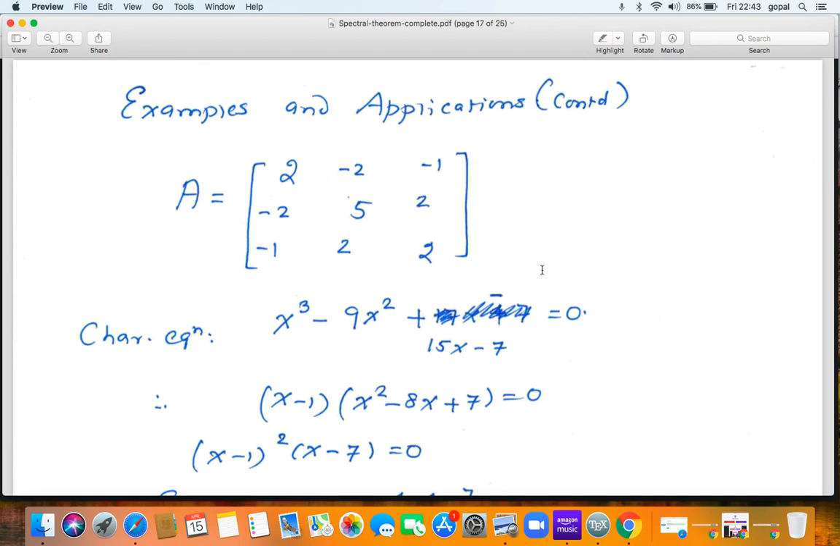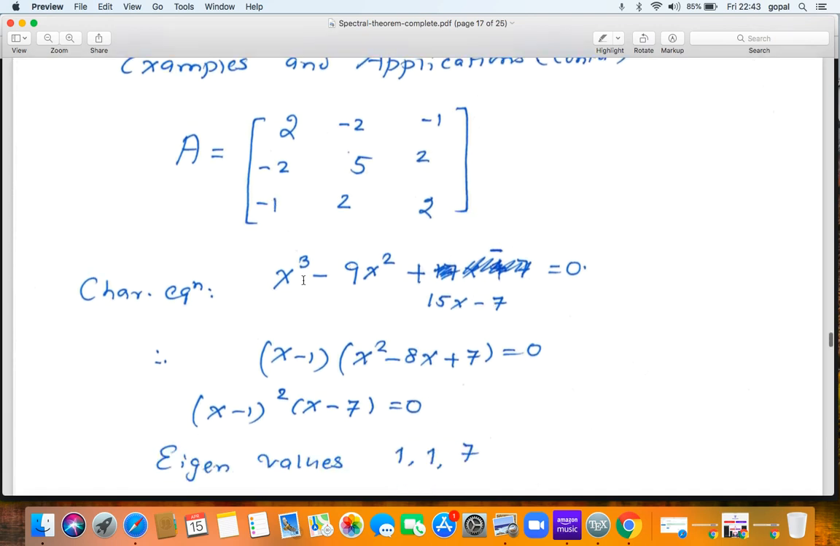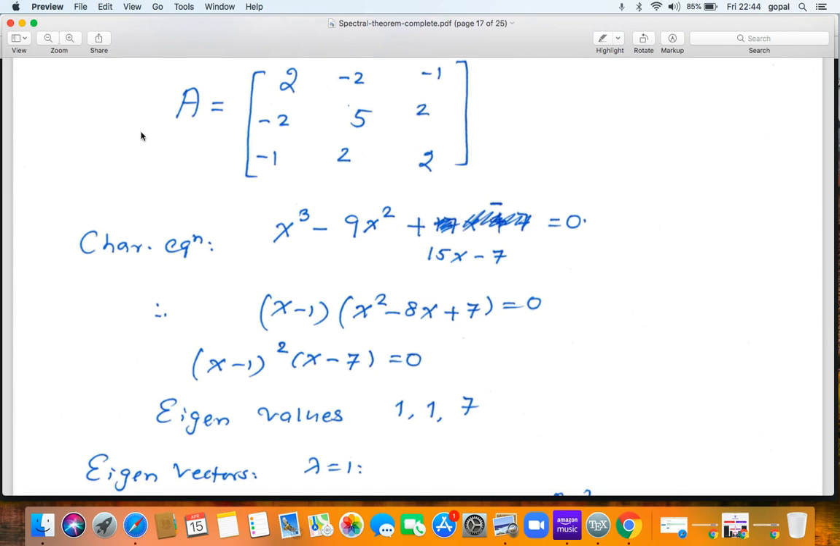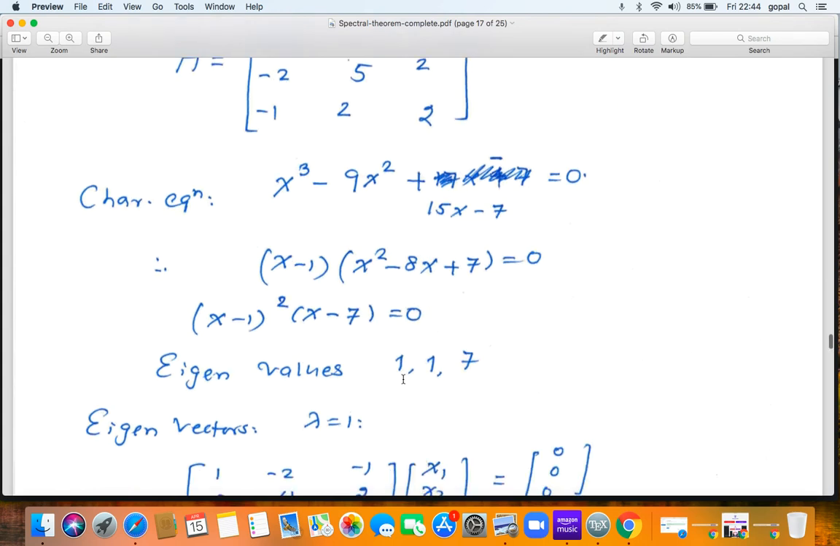Let us take a 3 by 3 real symmetric matrix: 2, minus 2, minus 1; minus 2, 5, 2; minus 1, 2, 2. You can write the characteristic equation: x cubed minus trace times x squared plus sum of the 2 by 2 principal minors times x minus the determinant. When you do that, you get x cubed minus 9x squared plus 15x minus 7 equal to 0. This factorizes. In fact, I had chosen the matrix in such a way that you get nice factorizations: x minus 1 the whole squared times x minus 7. So the eigenvalues are 1, 1, 7.